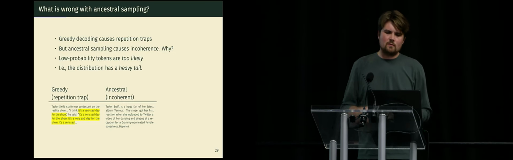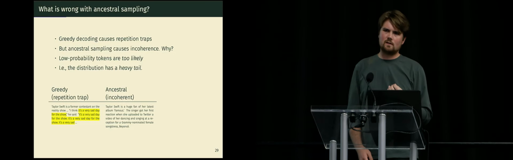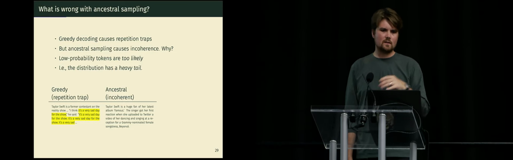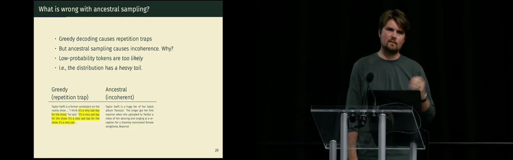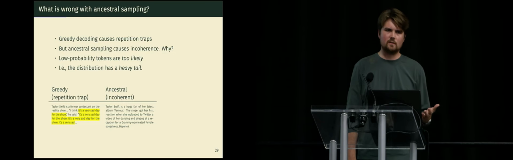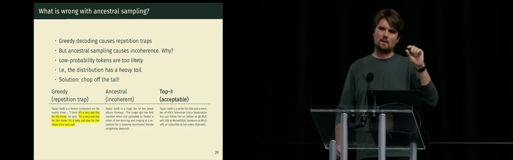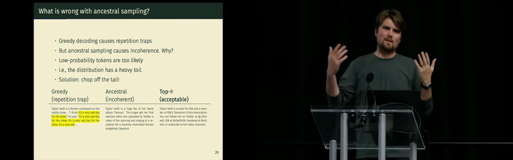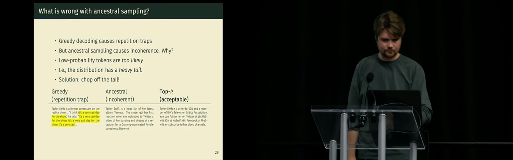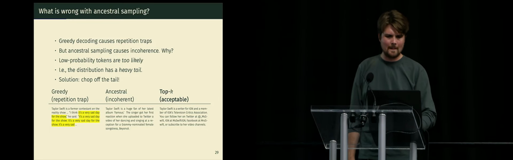The reason for this is that the language model probability distribution tends to assign too much probability to the tail of the distribution. So these low probability tokens, somehow the model is assigning too much probability to them. Even though each individual token doesn't have that much probability on it, in aggregate, you end up being very likely to sample a low probability token. This is known as a heavy tail on the distribution.